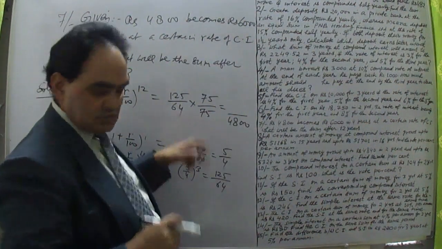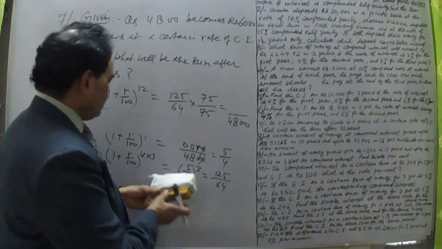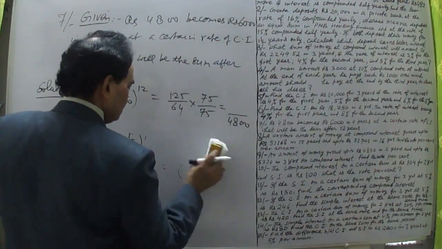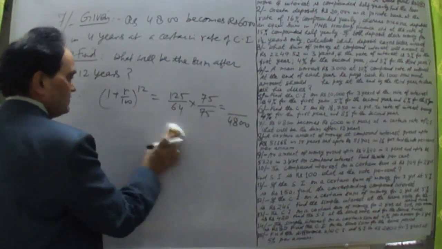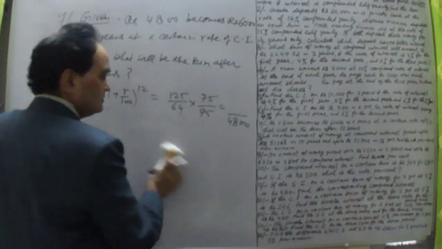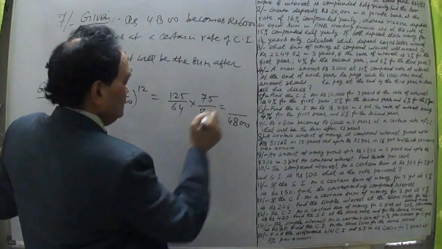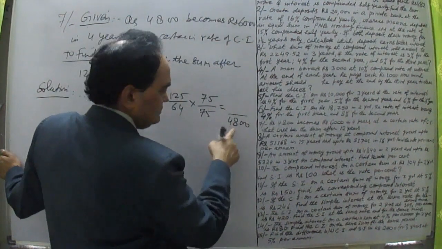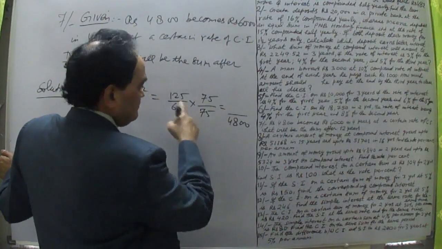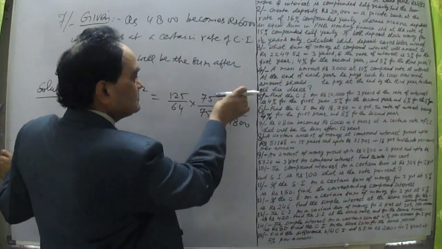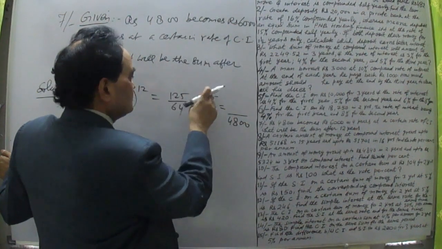How do I calculate this? I have done this a number of times for my students, because they asked me this question, not today, but 2 or 3 years back. So I did this. This is 4,800 after multiplication. Now this is the amount which is required here.